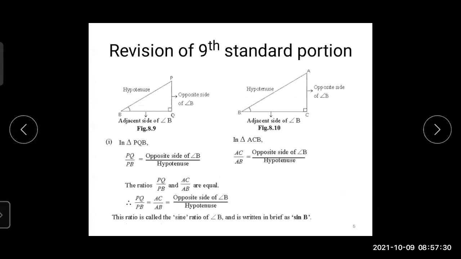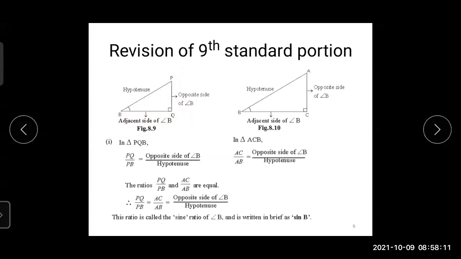Now, as you have already seen, different ratios: sine, cos, and tan. These are the ratios which you have learned. So first we are going to see the sine ratio. Now see here in triangle PQB, the opposite side of angle B is PQ, and the adjacent side of angle B is QB or BQ you can say.